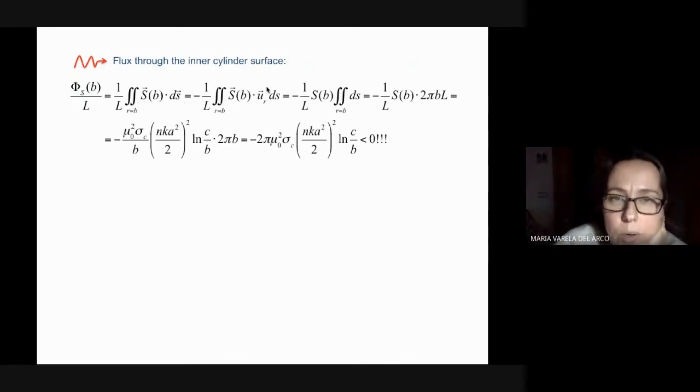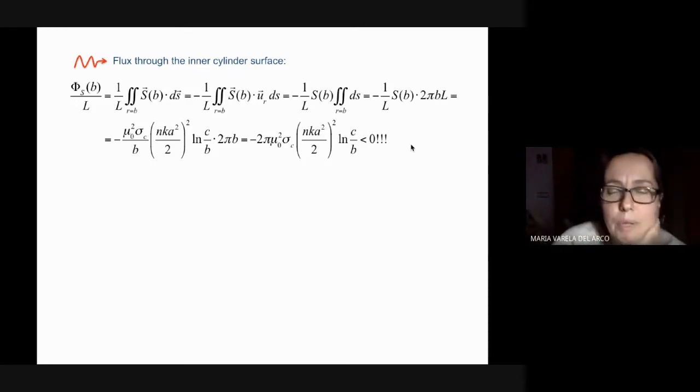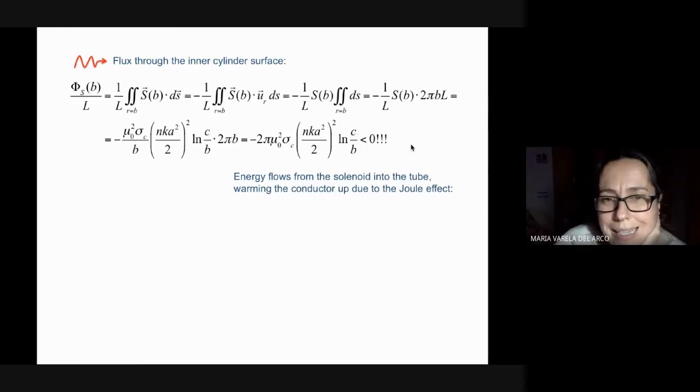Okay, so we have to calculate pretty much the integral of S dot UR with a minus in front of it, and then we know the Poynting vector already can go out of the integral, so I just get to the result. Here is the flux. If you put the Poynting vector that we just calculated in there, you can arrive at this expression. And since C is larger than B, this whole term is negative, okay? We'll talk about that a bit later. But it basically means that energy flows from the solenoid into the tube, warming up the conductor.